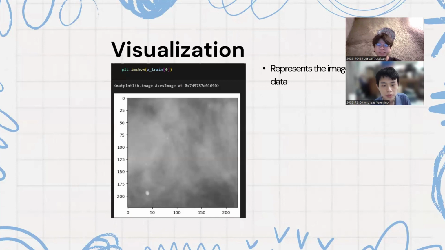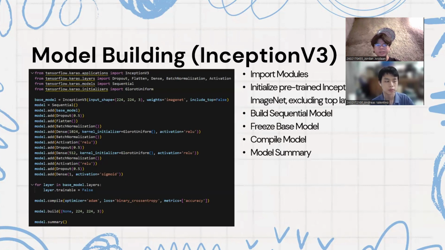Next is the visualization in this line. We visualize the first image from the training set to give us a glimpse of the preprocessed mammography image. And next is the model building for Inception V3. For this, we initialize the Inception V3 with an input shape of 224 by 224 pixels and 3 channels, which is RGB. The weights are loaded from pre-trained ImageNet data, and we exclude the top classification layer to enable us to customize the model.